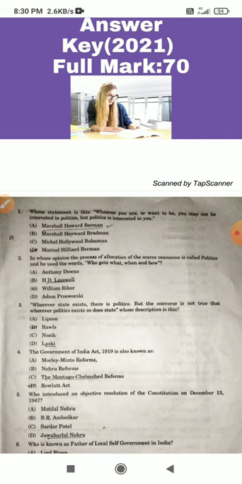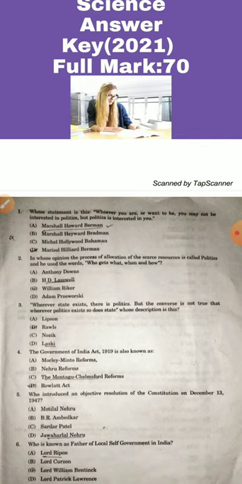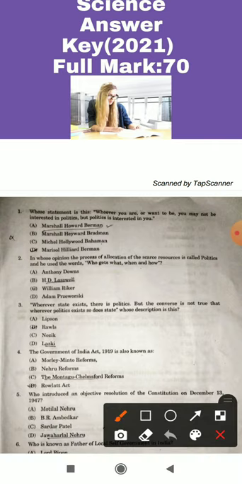Question number 1. Whose statement is this? Whoever you are or want to be, you may not be interested in politics, but politics is interested in you. Answer is A. Marshall Harvard Borman.